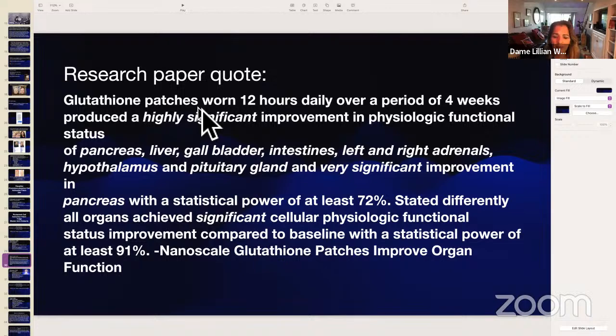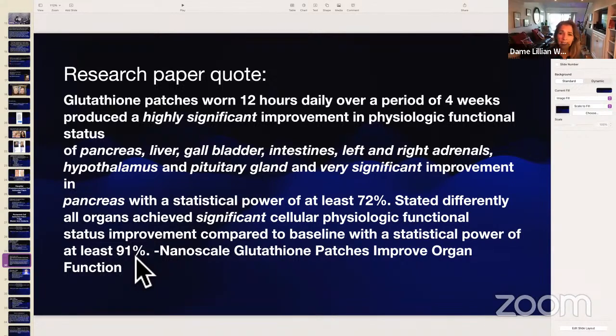So the glutathione patches worn 12 hours daily over a period of just 4 weeks produced a highly significant improvement in physiologic functional status of the pancreas, liver, gallbladder, intestines, left and right adrenals, hypothalamus and pituitary gland, and a very significant improvement in the pancreas with a statistical power of at least 72%. So stated differently, all organs achieved significant cellular physiologic functional status improvement compared to a baseline with a statistical power of 91%. This is a direct quote from the nanoscale glutathione patches improve organ function.